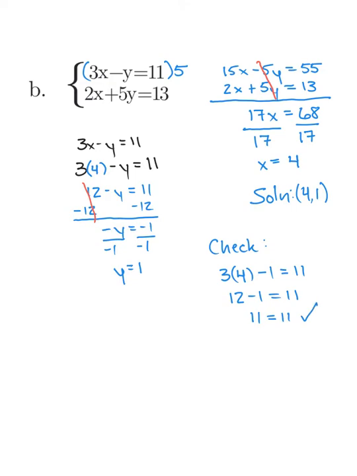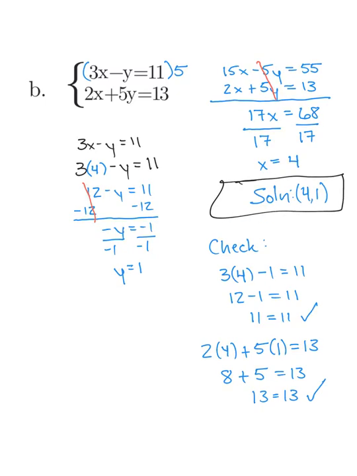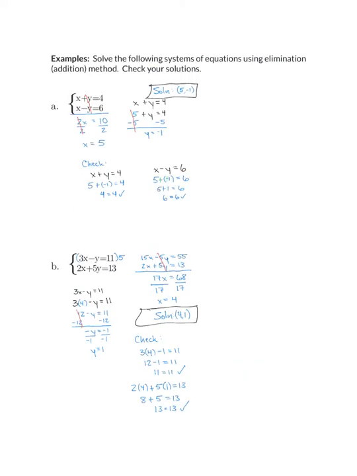For my second equation, I get 2 times x, which was 4, plus 5 times 1, which was y. I want to know, is this equal to 13? 2 times 4 is 8. 5 times 1 is 5. And 8 plus 5 is equal to 13. And so my solution does work in both equations, and we're good. So there are the two first examples.